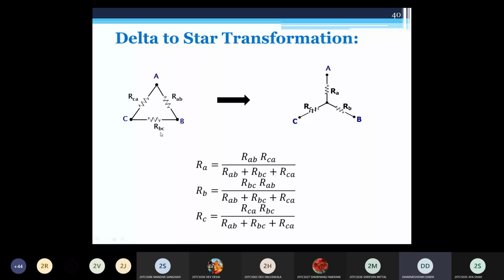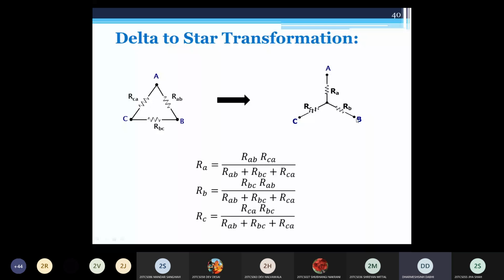I again repeat this. Suppose you find the A point resistance in your star connection, then find it from its delta equivalent. So at point A in your delta connection, whatever resistances are connected, multiply them first. It means here RAB and RCA. So you can see RAB and RCA, and divide by the sum of all the resistances of this delta connection, RAB, RBC, and RCA. Now same way, find the B point resistance, RB.